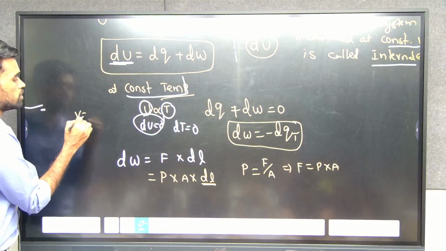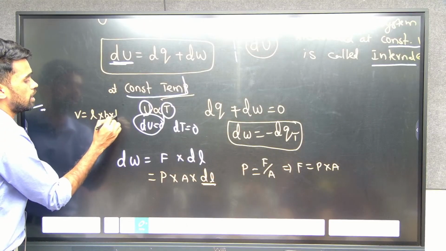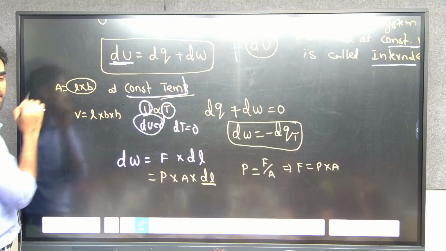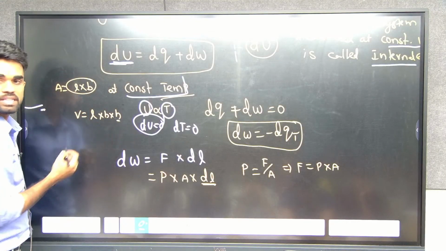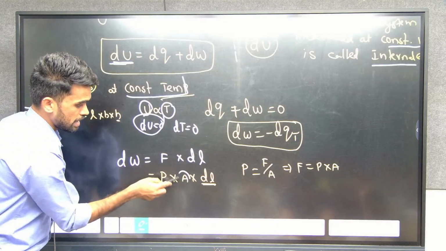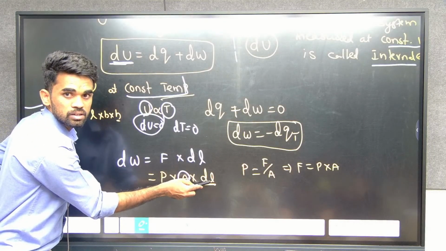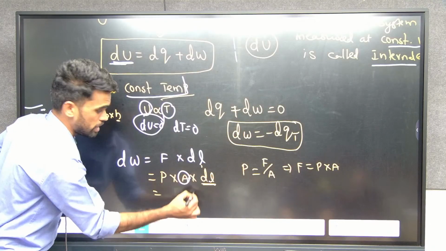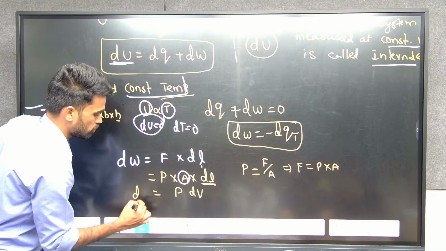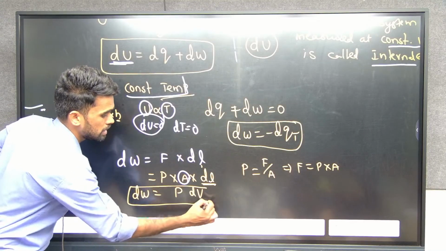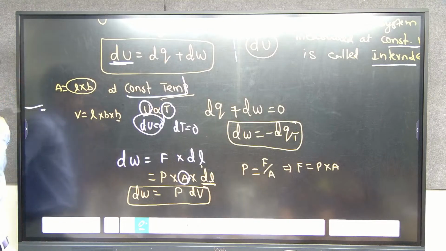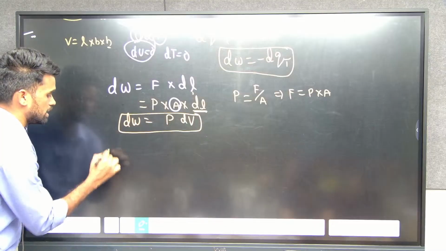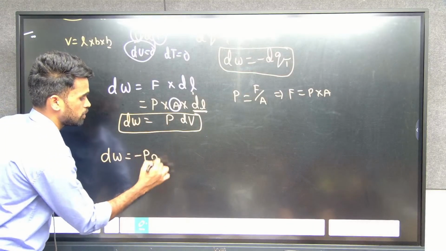See, what is meant by volume? Length into breadth into height. If I do only L into B, this is called area. If I also multiply with H, volume. See, this is area multiplied with dl, volume. But here there is a change now, so I should write it as change in volume. So PdV, so work done will be equal to PdV. In chemistry, we will be using a sign here: dW equals minus PdV.